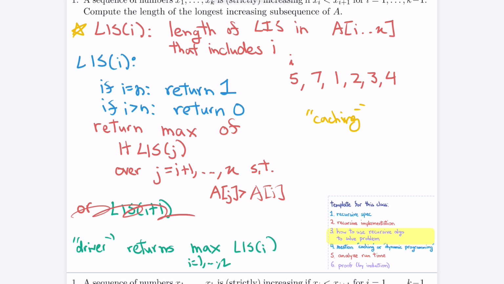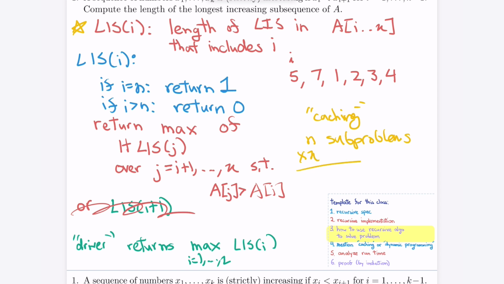Okay. From here you say, I'm going to use caching. What would the running time of this algorithm be? How many subproblems are there? N subproblems, and how long does each one take, excluding the recursive subcalls? N. Because we have this loop. We're looping over at most N indices.